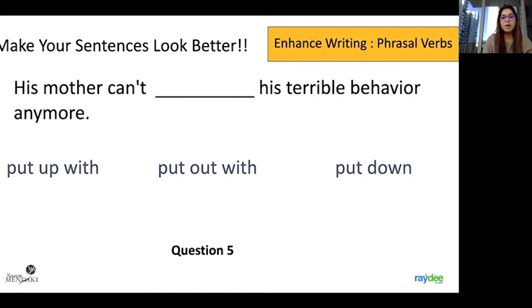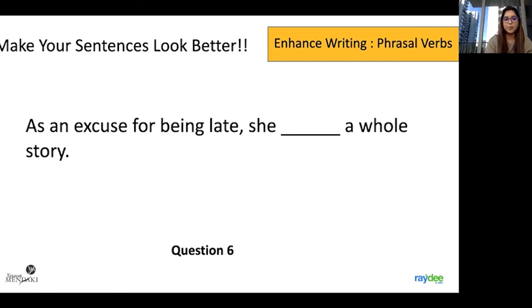The next one, his mother can't what his terrible behavior anymore. So instead of saying the mother can't tolerate or the mother has had enough, we say his mother can't put up with his terrible behavior anymore.